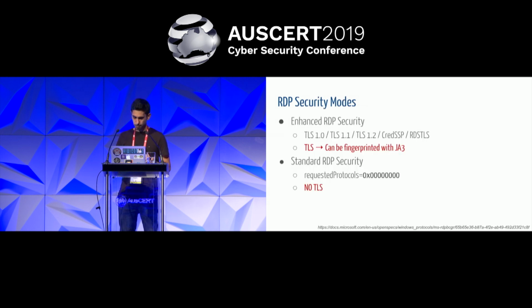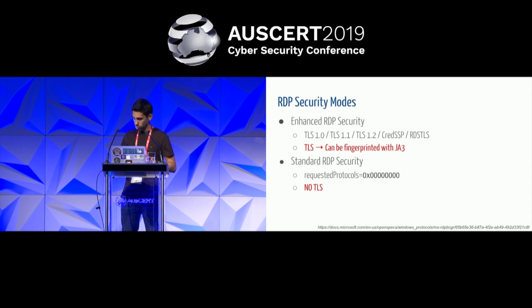The thing is, if the client and server use the enhanced RDP security, which can be TLS 1.0, 1.1, 1.2, CredSSP, or RDSTLS, they actually use TLS, and that's good. So we can still fingerprint these connections using JA3. But if it uses the standard RDP security, it's even better, because then we have another list of parameters we can use for fingerprinting.